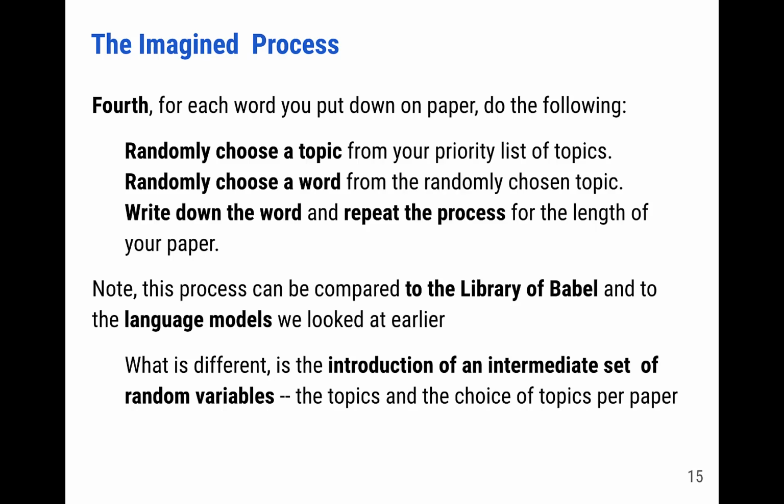So you can compare this process to the Library of Babel and to the language models we looked at earlier. The Library of Babel was a process in which, actually you can imagine it as having no topics, right? Everything is equally possible. What is different, and how this changes the Library of Babel model of language production, is that it introduces an intermediate set of random variables that reduce the options and condition the selection of words in a text.